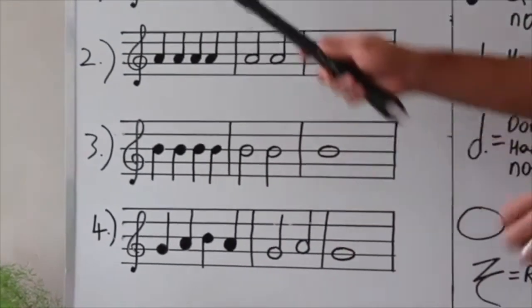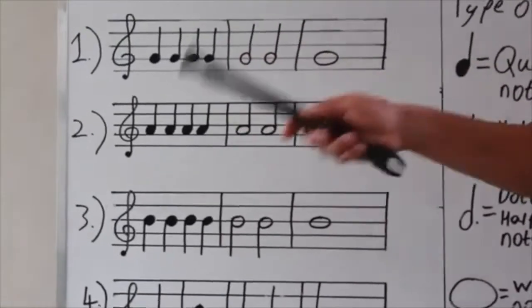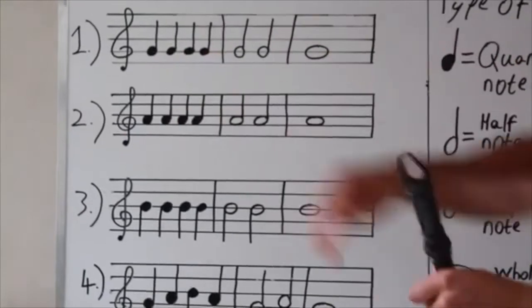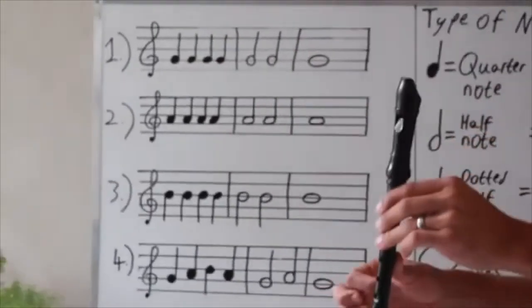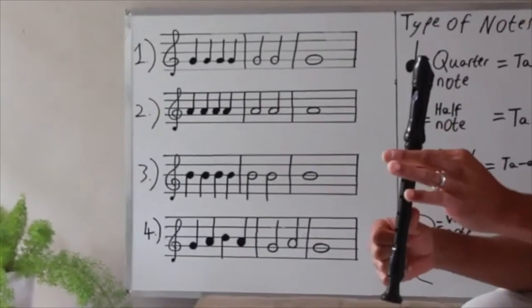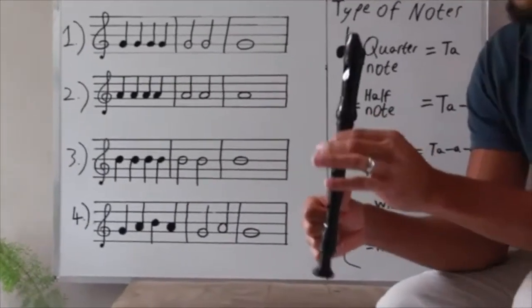Alright, good. So now let's try and put line number 1, line number 2, and line number 3 together. All we're doing is changing the note. So line number 1, you're holding a G. Line number 2, you're holding an A. Line number 3, you're holding a B. Okay, so all you're doing is just removing 1 finger for every line.